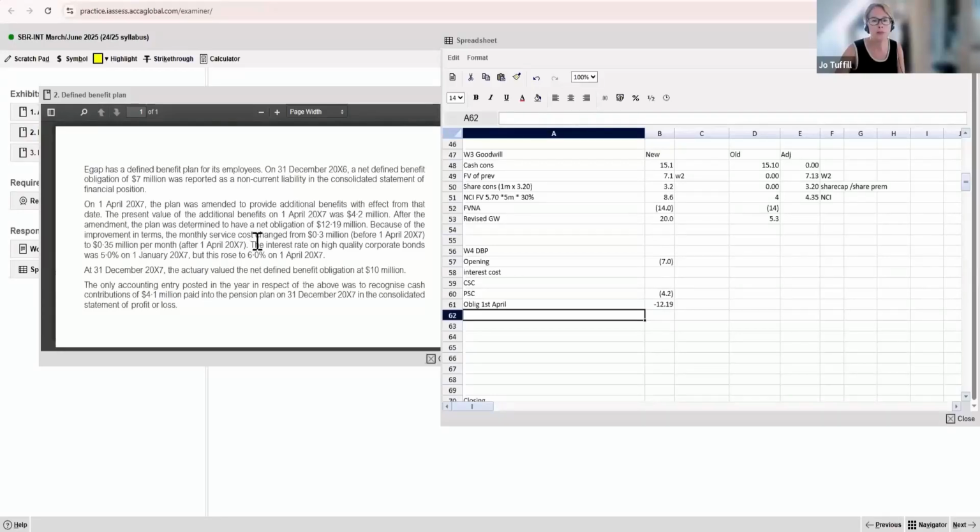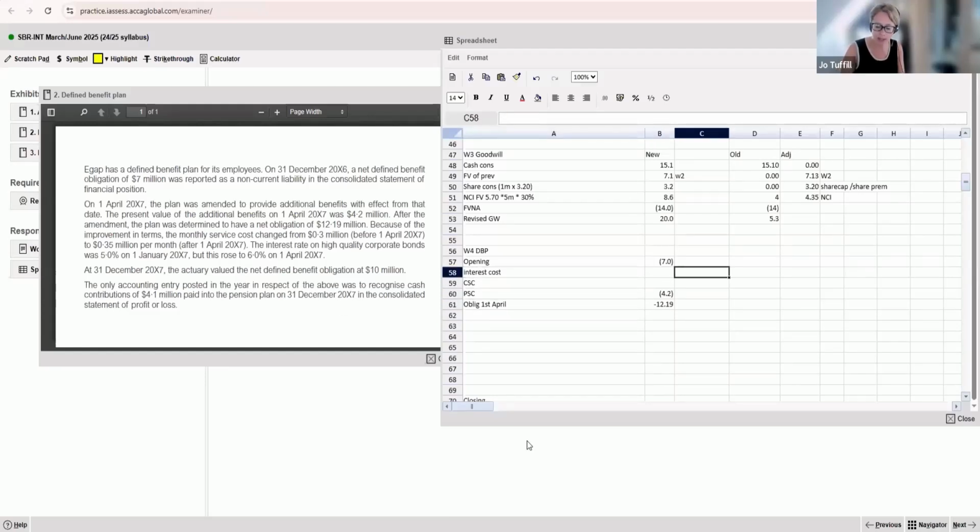So after the amendment, the plan was 12.9. Because the improvement in terms of monthly service costs changed from 0.3 to 0.35, and the interest rate on the high quality bonds on the 1st of January was 5% and then rose to 6%. So the interest cost is going to be based on 5% times that figure, times by however many months it is to the 1st. So that's 3 over 12.